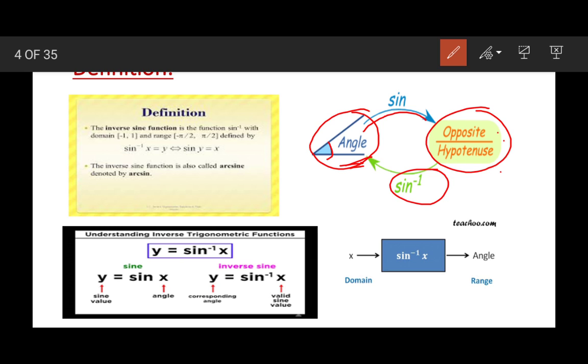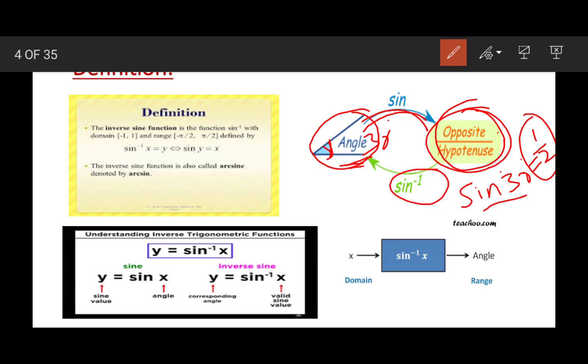Still not clear? Okay, once again, suppose this angle is 30 degree. So sine 30 degree is equal to 1 upon 2, right? The angle is given, the angle is 30 degree. Then we are taking the sine ratio of this angle. Sine ratio of 30 degree is opposite upon hypotenuse. That means the value is 1 upon 2.